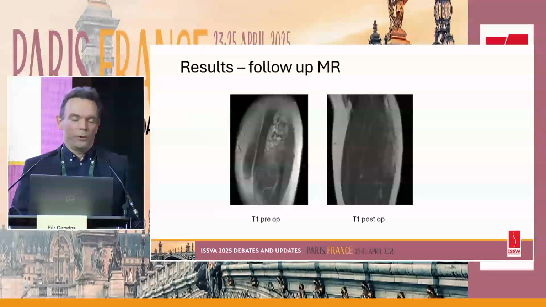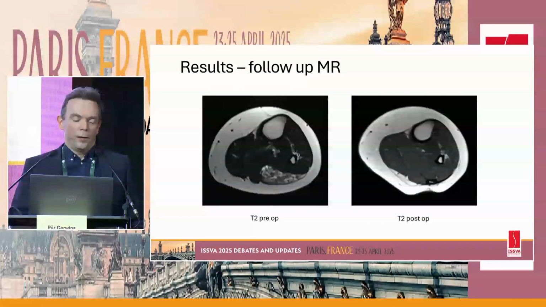And just some images of before and after. So this is FAVA in the thigh, in the lower leg, before and after. And this is another lesion also in the lower leg, before and after surgery.